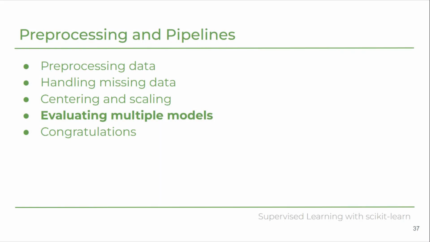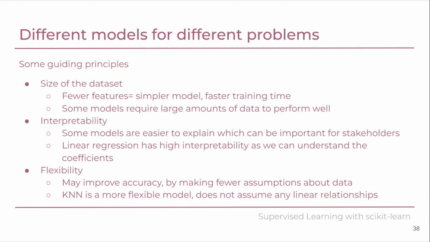We've covered all parts of the supervised learning workflow, but how do we decide which model to use in the first place? This is a complex question, and the answer depends on our situation. However, there are some principles that can guide us when making this decision. The size of our dataset plays a role. Fewer features means a simpler model, and can reduce training time. Also, some models, such as artificial neural networks, require a lot of data to perform well.